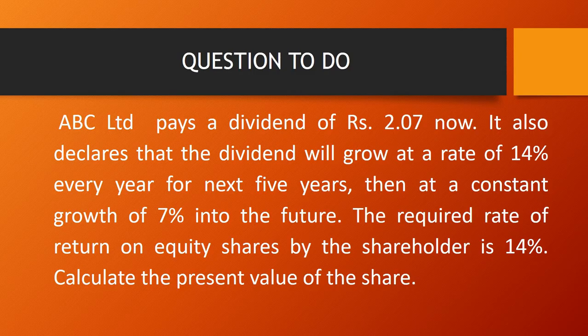Now there is a question for you. You have to do this question. The question says that ABC Limited pays a dividend of rupees 2.07 now. That means this is D0 which is given to you. It also declares a dividend which grows at the rate of 14% for the next 5 years. And after that the growth rate is changing. So that means I can say that it's a variable growth rate. But beyond 5 years it becomes constant and it is 7%. Your KE is 14% and you have to calculate the present value of this share.